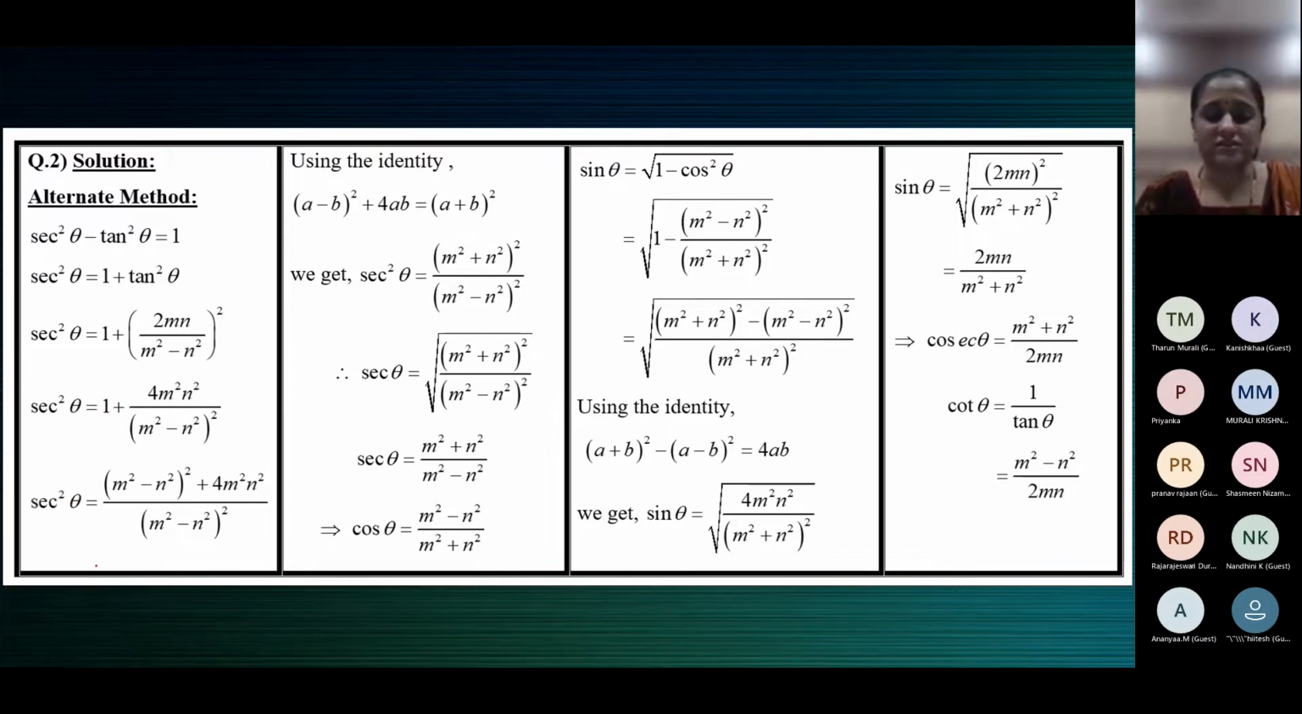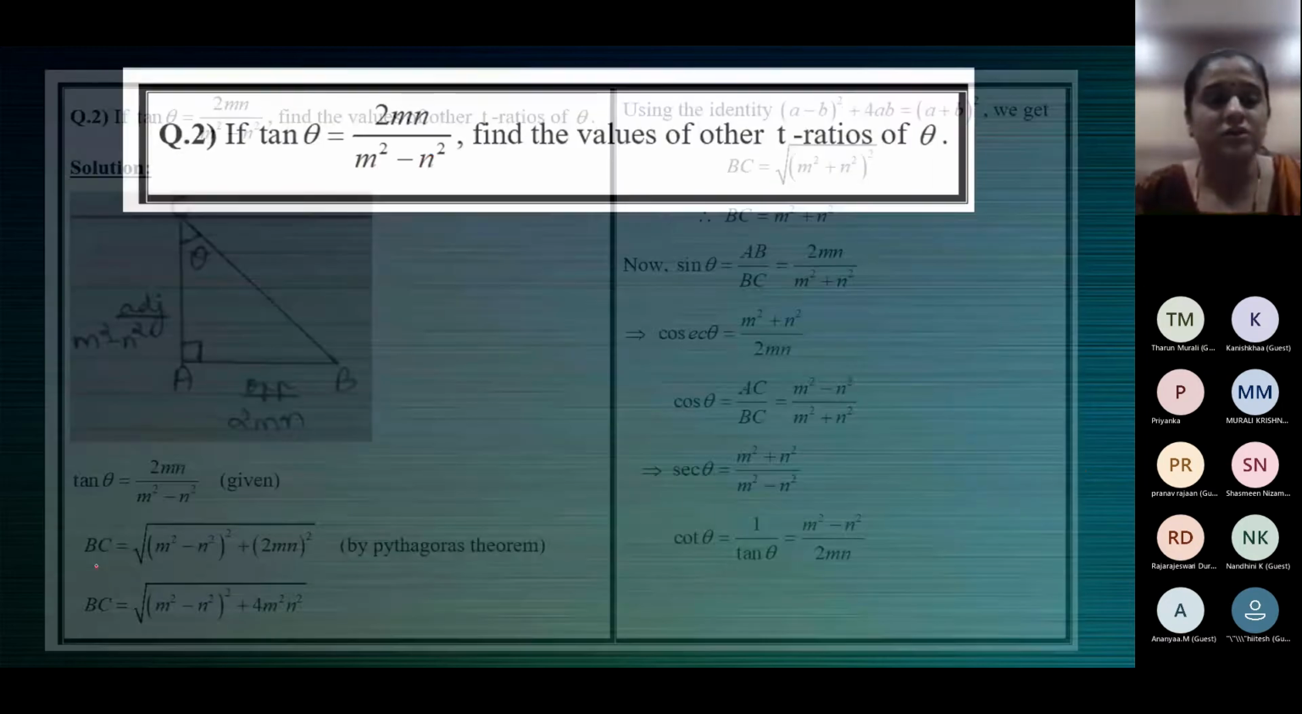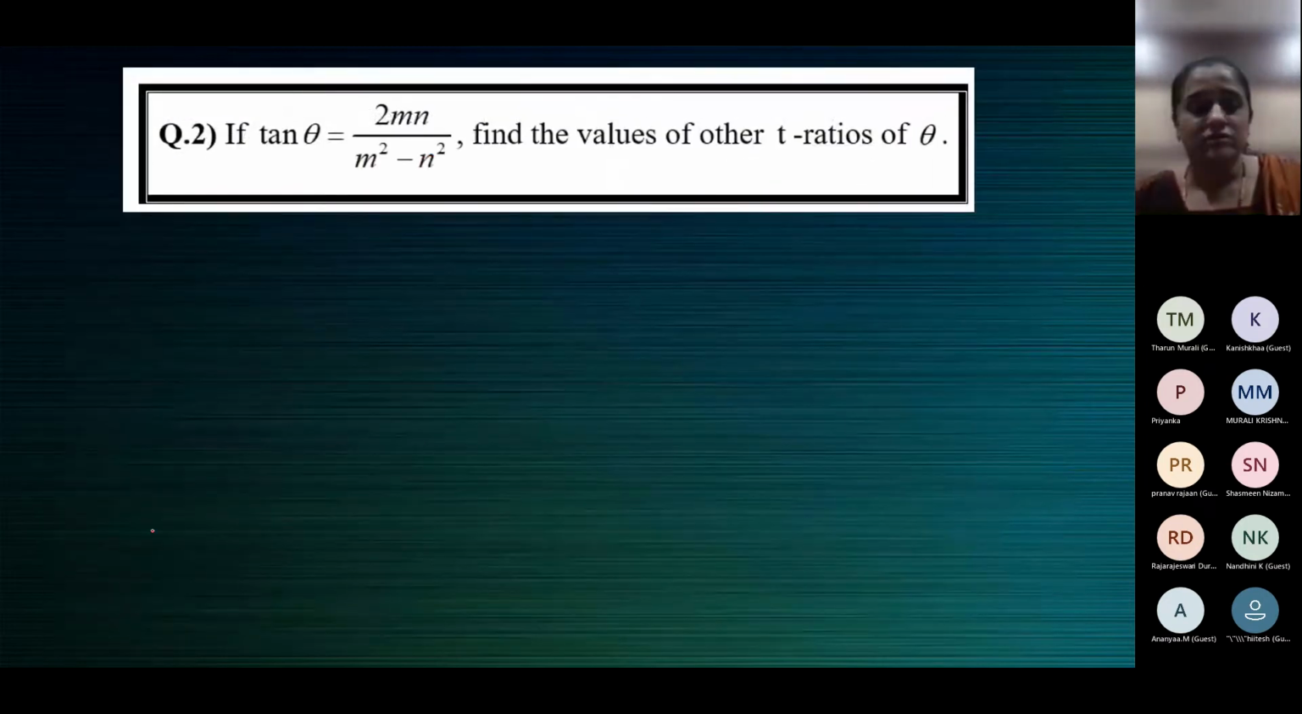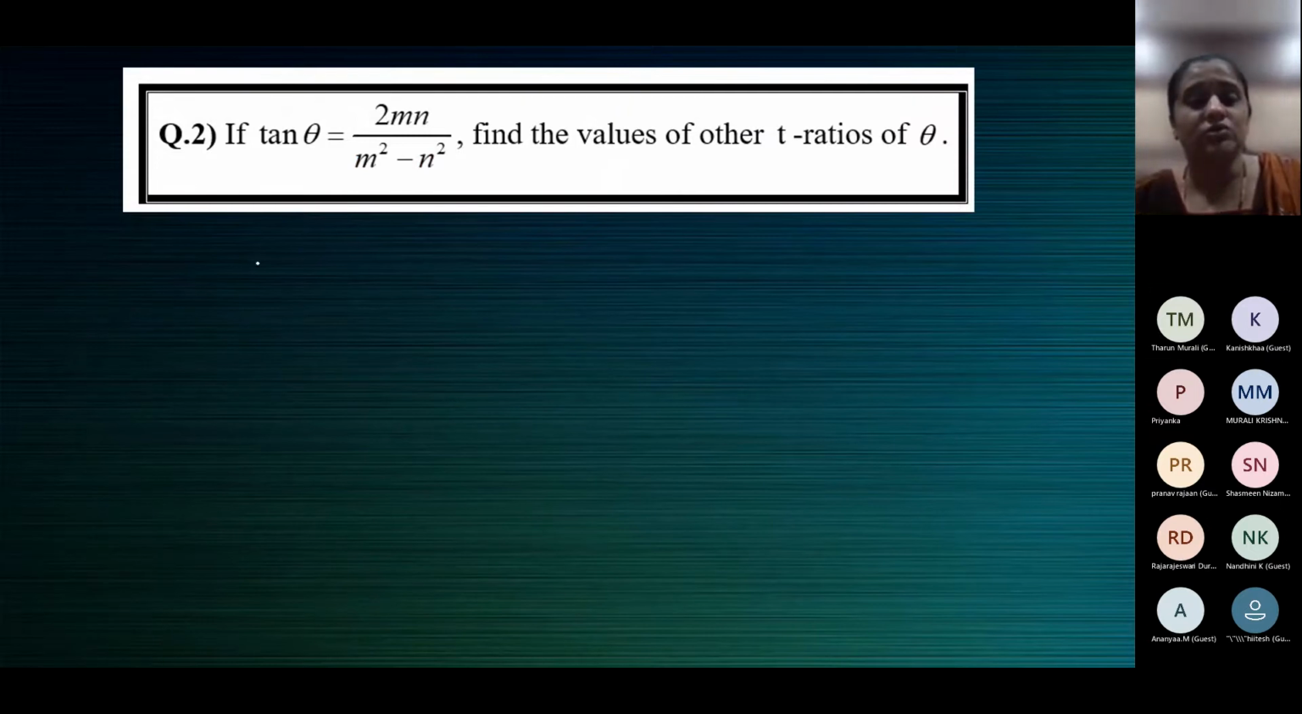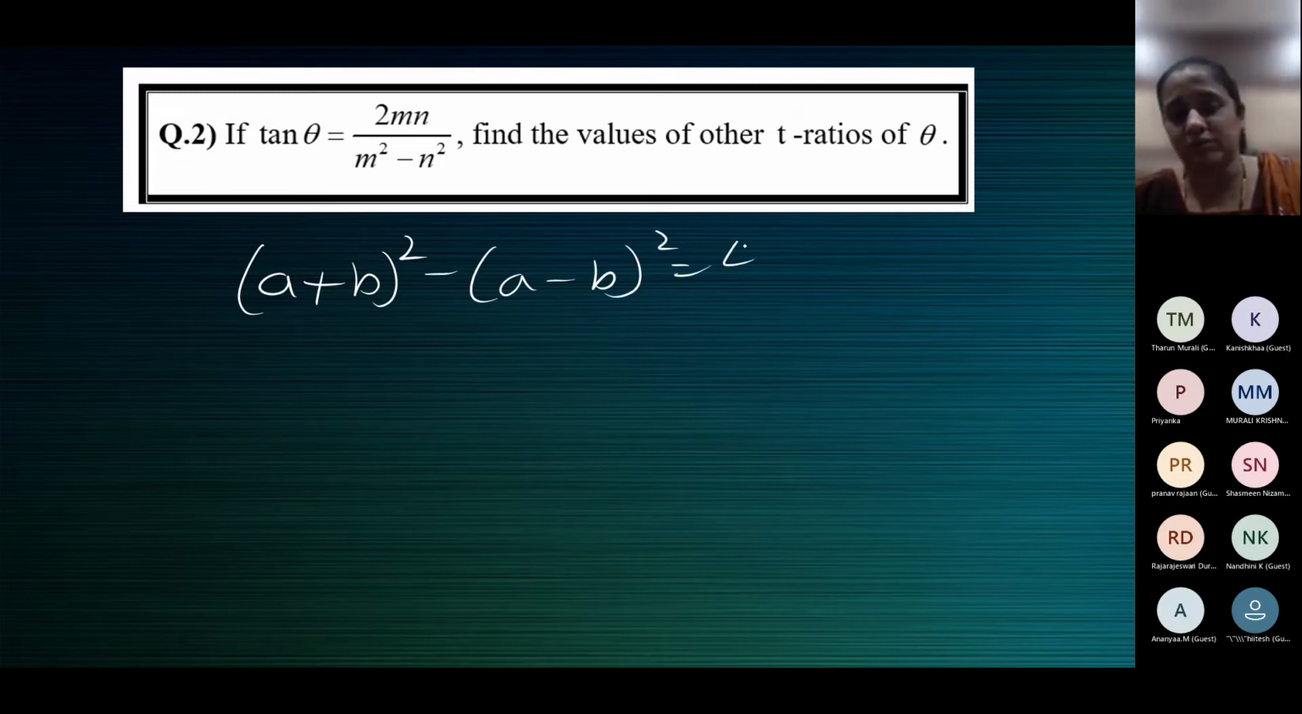And this identity is so useful in saving your time. Please remember this: a plus b the whole square minus a minus b the whole square is equal to 4ab. Just remember this and you can transpose and find the others.